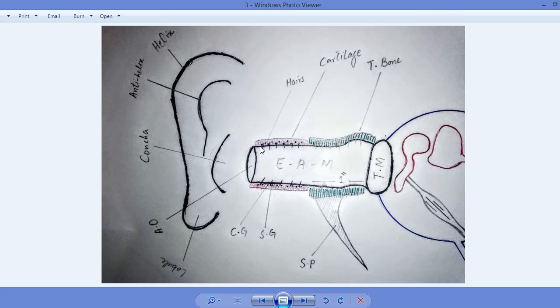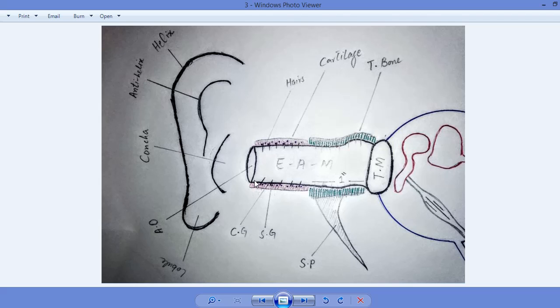The whole external acoustic meatus has hairs on the epithelial surface. These hairs prevent dust particles, microbes and many other things from entering the external acoustic meatus. They block all these dust particles. But the entrance point has large, long hairs.